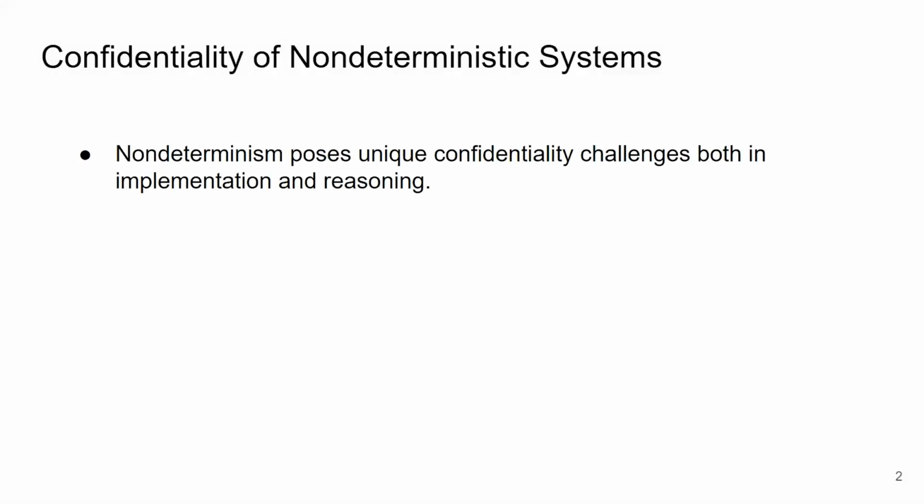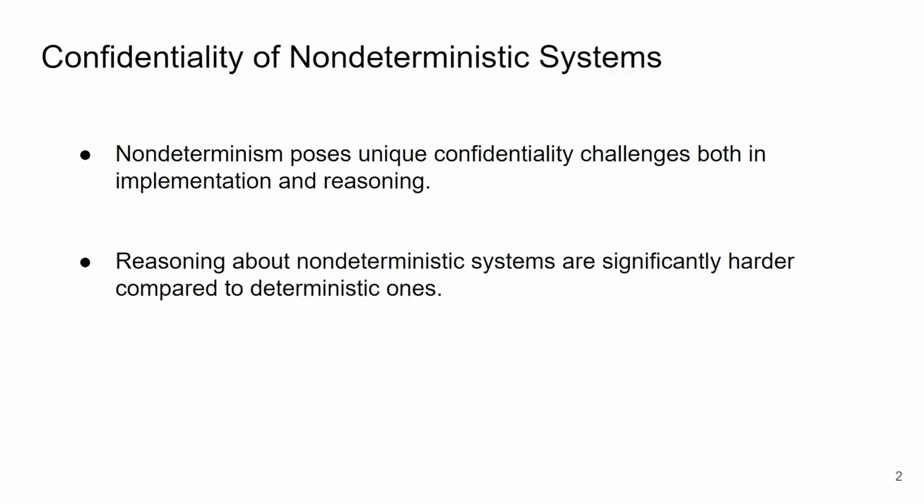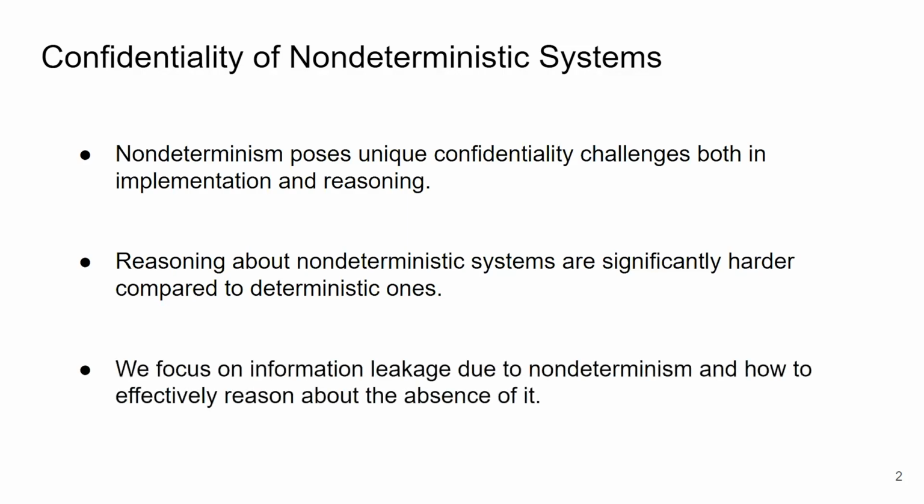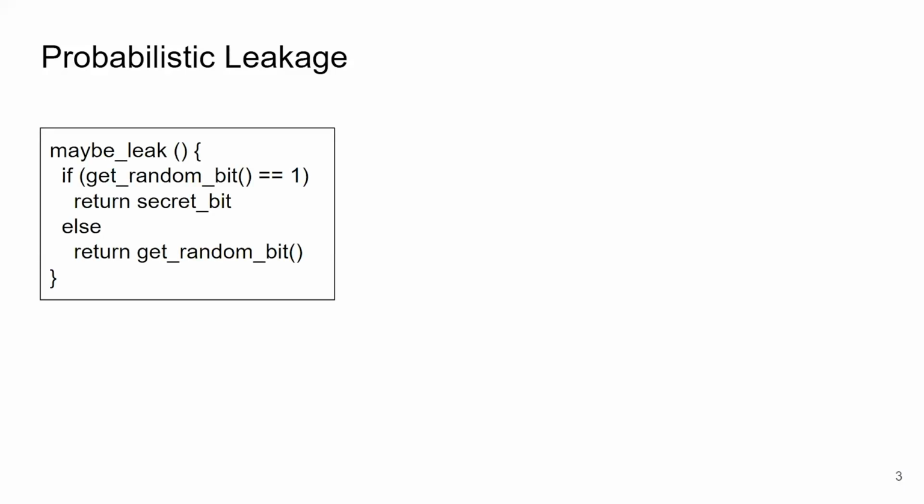Nondeterminism poses unique confidentiality challenges, both in implementation and reasoning. Reasoning about non-deterministic systems is significantly harder compared to deterministic ones. In this work, we focus on information leakage due to non-determinism and how to effectively reason about the absence of it. Here is a simple piece of code to demonstrate the problem.